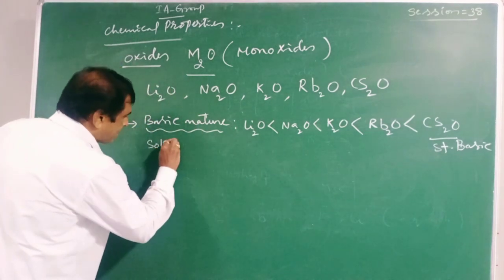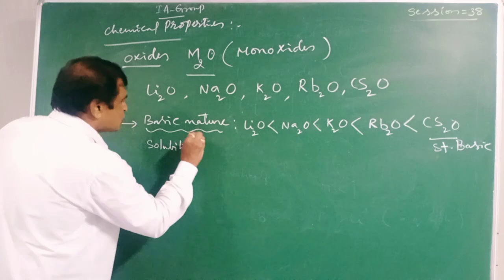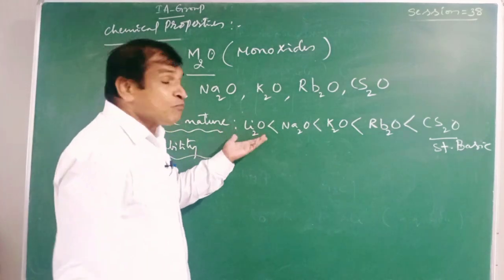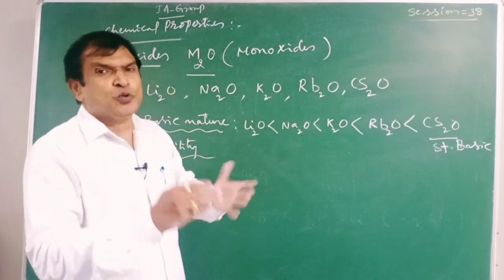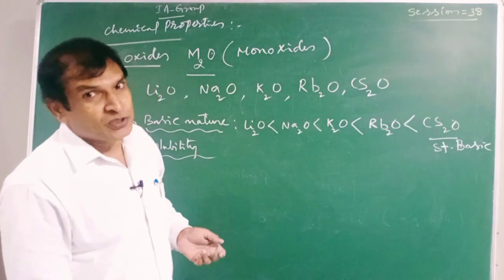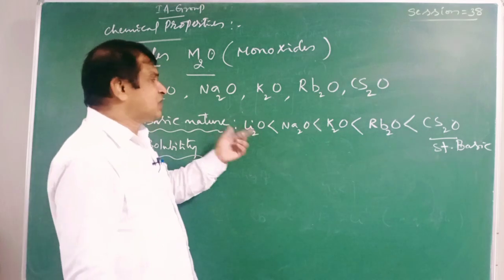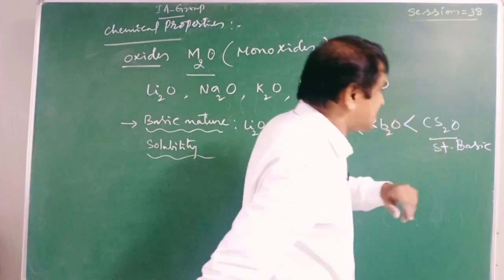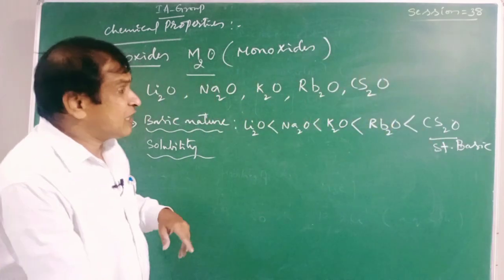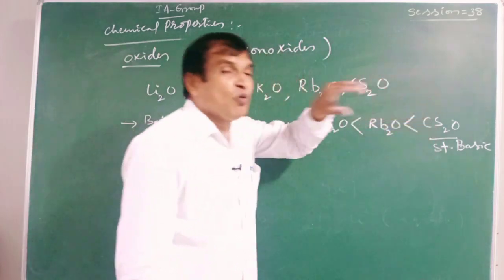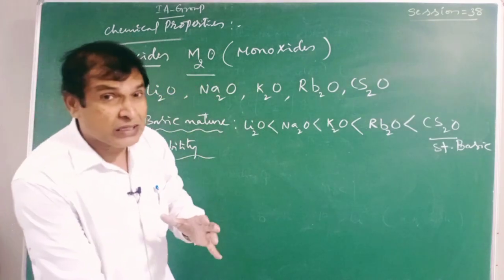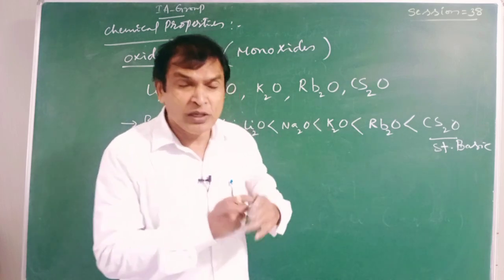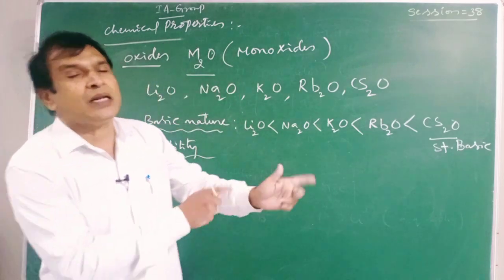Solubility increases from top to bottom. Lithium oxide is less soluble due to the highest lattice energy. So with the highest lattice energy, lithium oxide is less soluble in water. From top to bottom, lattice energy decreases and the basic nature of the oxide increases. Therefore cesium oxide is more soluble and forms a stronger basic, alkaline solution.